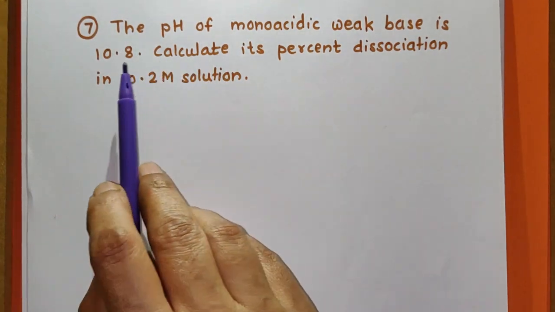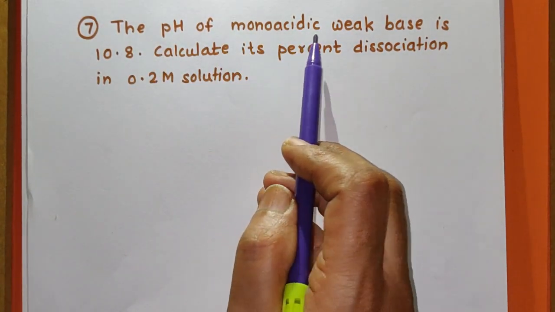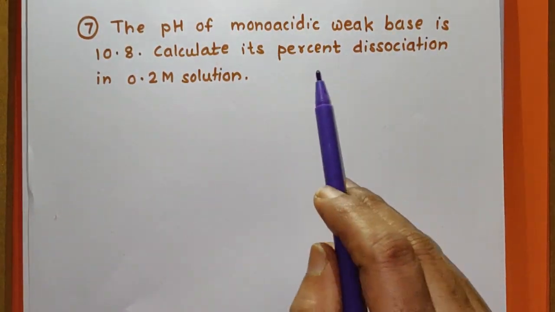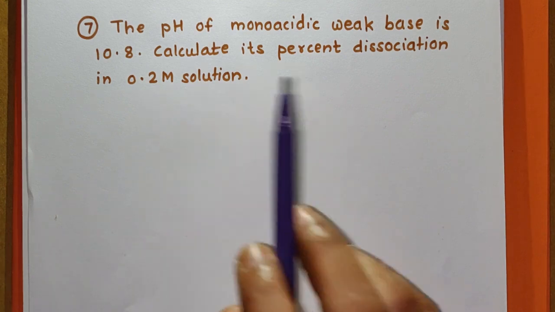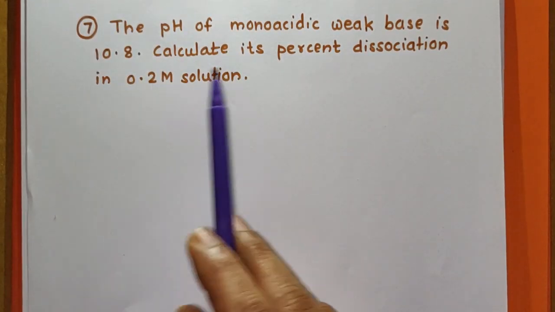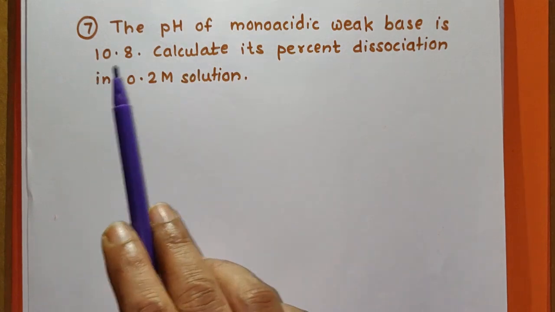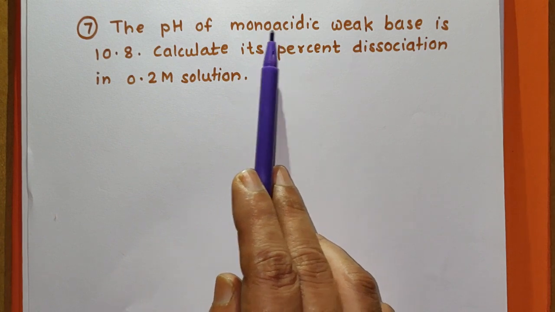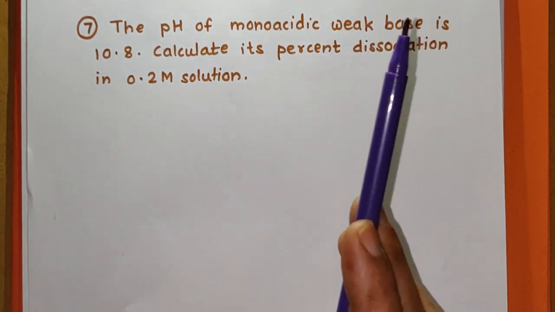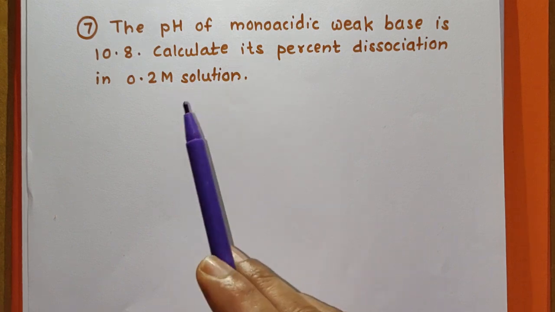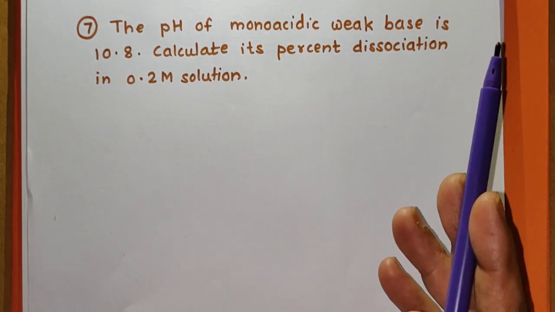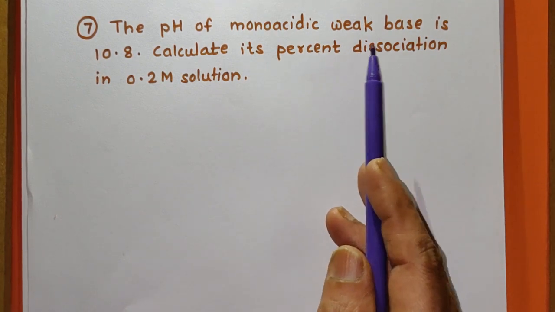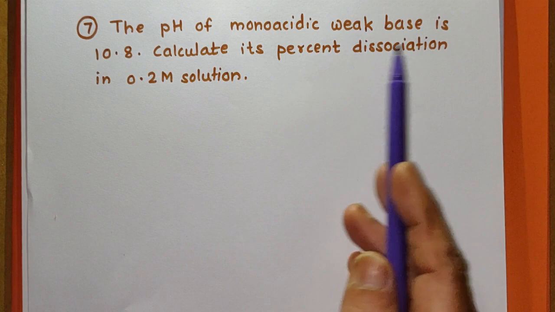See this problem. The pH of a monoacidic weak base is 10.8. Calculate its percent dissociation in 0.2 molar solution. Now understand what is given and what you have to calculate. Here pH of the solution is given, but the solution is of a weak base which is monoacidic, and its percent dissociation is asked. Means what is asked? Percent alpha is asked. So we have to calculate alpha. First we have to calculate alpha and then percent alpha, alpha into 100.